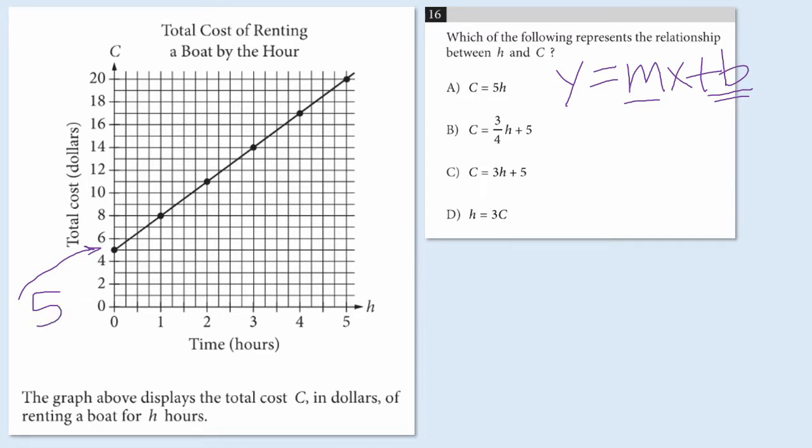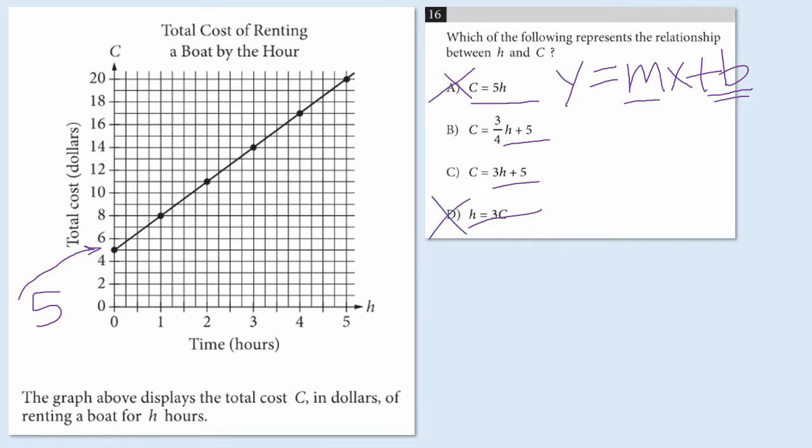Okay, now let's look at the answer choices. Which of those has a y-intercept of 5? Well, I noticed that B and C have the plus 5 in them, so they have a y-intercept of 5. And A and D do not have a y-intercept of 5. So I can immediately eliminate them.